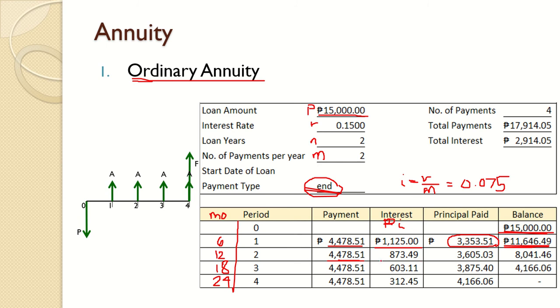And based on that, you subtract the payment, your annuity, by the interest. So what you have paid on your debt is now 3,605. Then again, subtract the previous balance with this principal paid. So you will now have 8,041.46. Then multiply it by the I, this one.